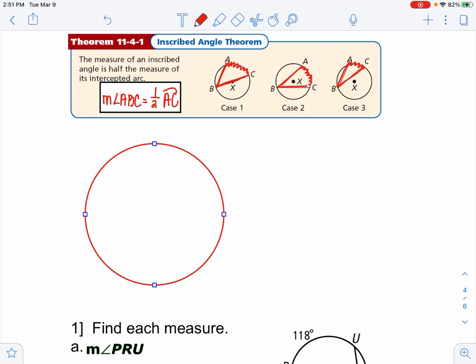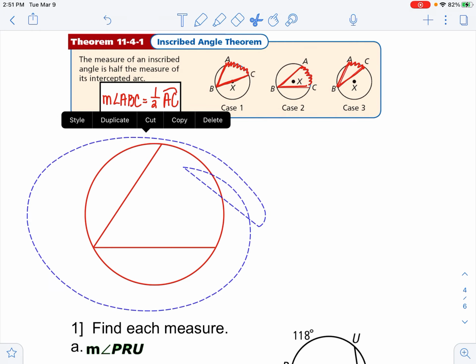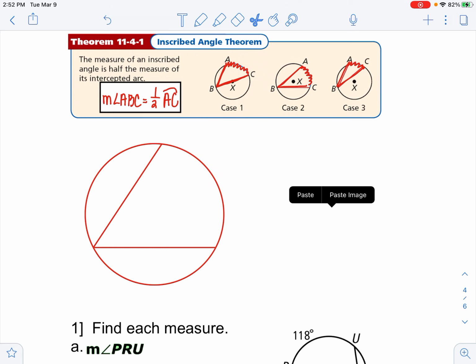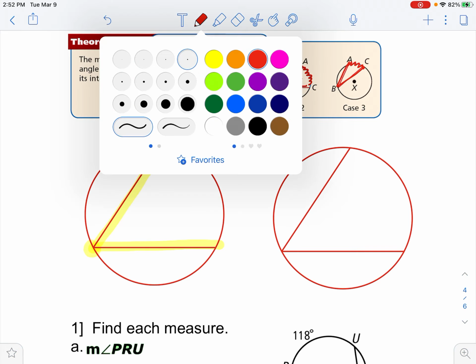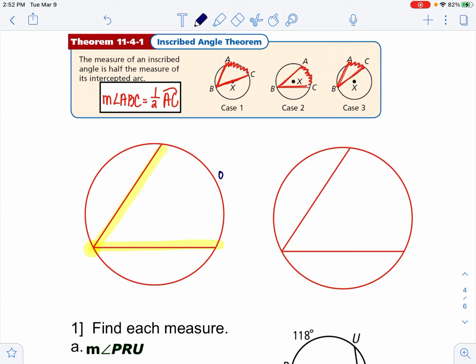Okay, so I want you to realize, I'm going to give a quick example right here. I'll give two examples. Let me draw an inscribed angle. Here's an inscribed angle. And then I'm going to copy and paste this. So if you look at this angle right here, which I will highlight in yellow, it's an inscribed angle because its vertex is on the circle.